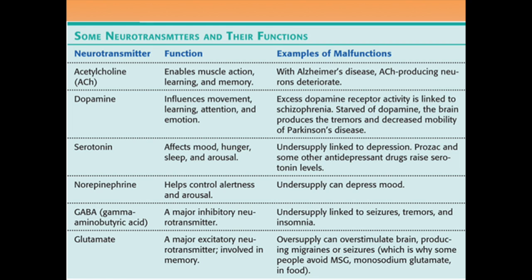Norepinephrine helps control alertness and arousal. An undersupply of it can also depress mood. GABA, a major inhibitory neurotransmitter, an undersupply of this one is linked to seizures, tremors, and insomnia. And glutamate is a major excitatory neurotransmitter involved in memory. And an oversupply can overstimulate the brain and give you migraines or seizures. Some people who are allergic to MSG have problems with MSG, which has glutamate in it.